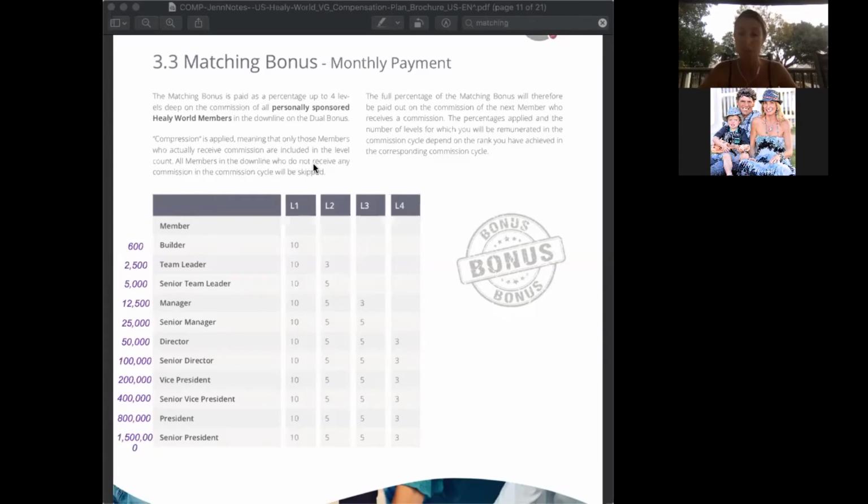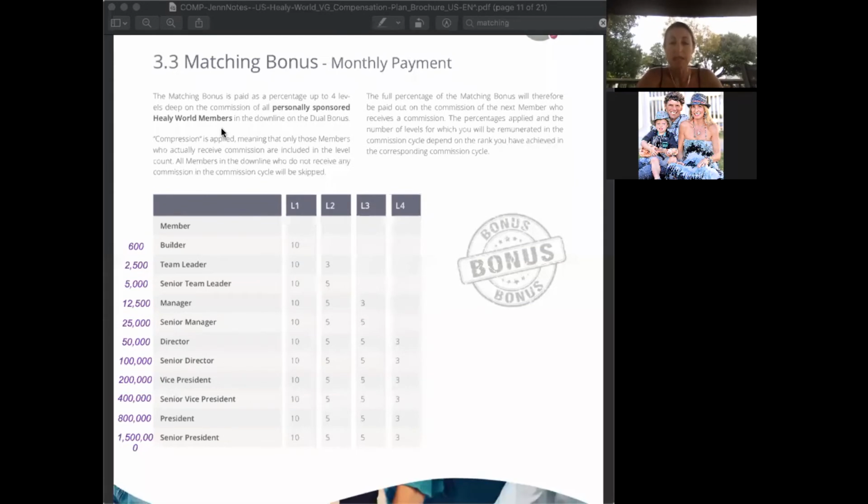If you sold nothing personally this month, you still earn this on all of your level 1s at the builder rank. So you can tell I'm a little excited about this one because really understanding this changes everything about understanding the power of enrolling members and then helping them to share with others.